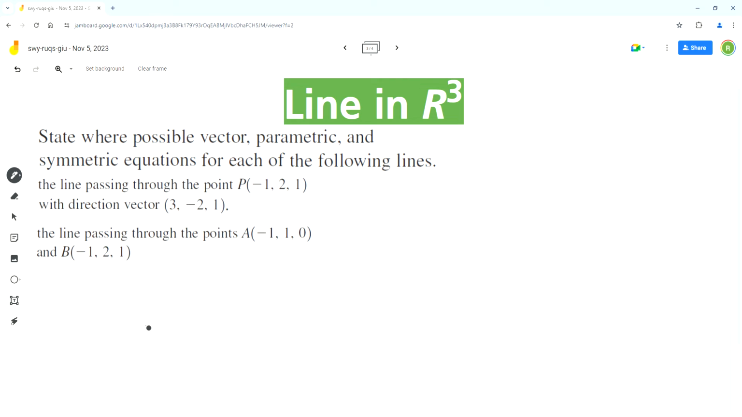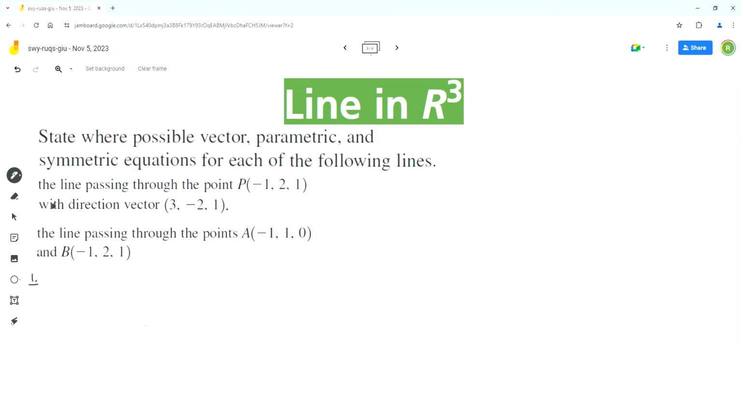So in this video, we'll solve this problem using the concepts of line in R3. As per the problem, state where possible vector, parametric and symmetric equations for each of the following lines. Let's start with the first line.